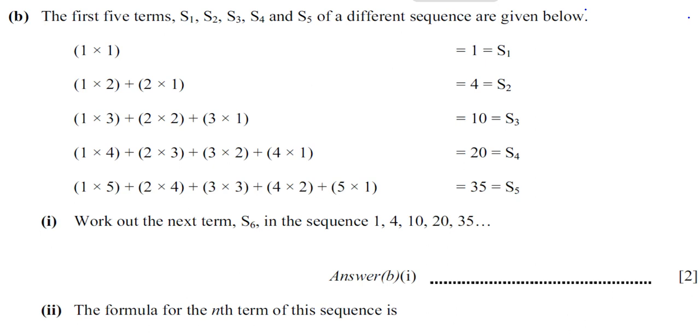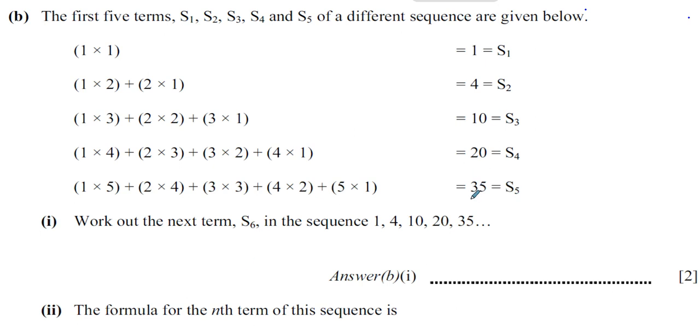And now we move on to 9, part B of the same question. We have another sequence, S1, S2, S3, S4, S5, and so on: 1 times 1, and 1 times 2 plus 2 times 1, plus 1 times 3 plus 2 times 2 plus 3 times 1, and so on. And they give you the value of each of the numbers in the sequence. And they told us to work out the next term in the sequence.